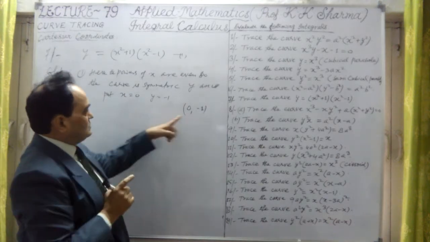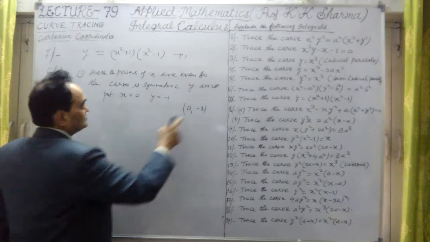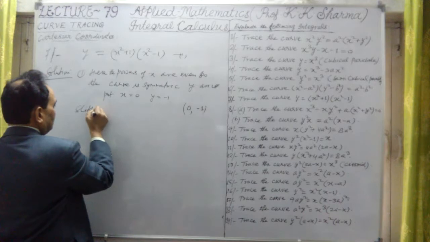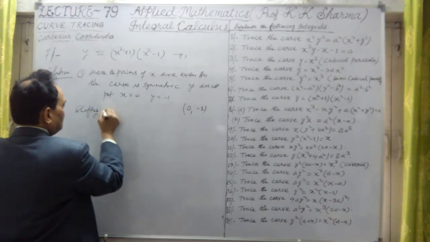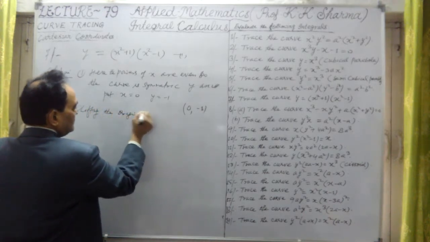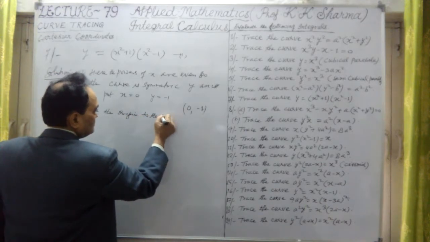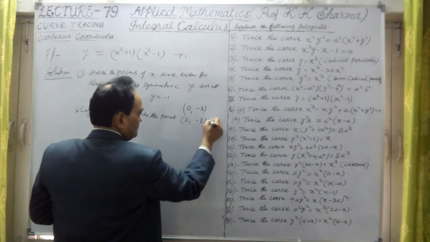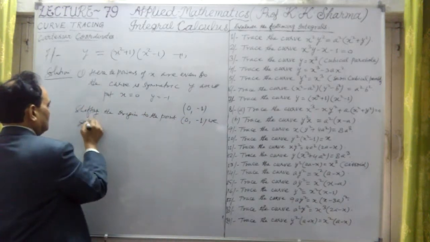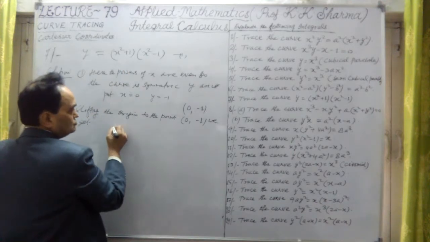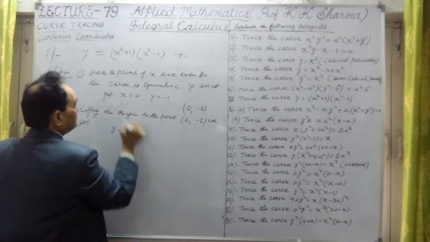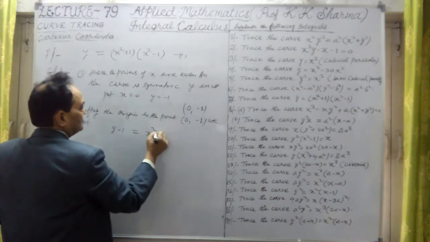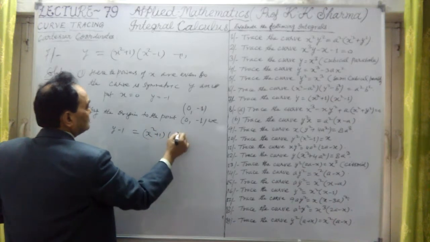Now shifting the origin to the point (0, minus 1), we get this equation turned to y plus 1 equal to the same value, because x plus 0 is nothing but x square plus 1 into x square minus 1.